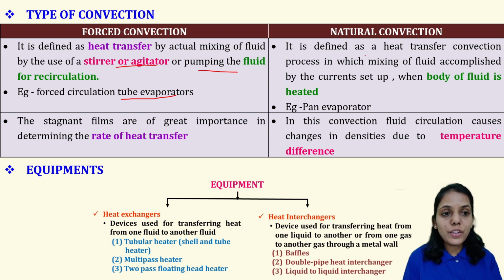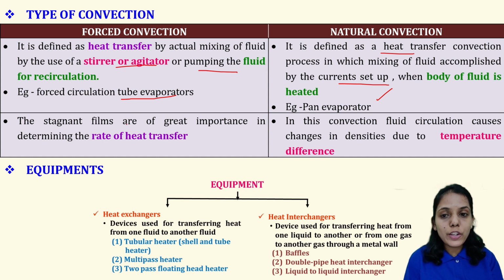Now natural convection is defined as a heat transfer convection process in which mixing of the fluid is accomplished by currents which are set up when the body of fluid is heated up. For example, if you keep water for boiling, automatically you will see bubbles going upward, and again the downward bubbles will go upside like this, without mixing. That is natural convection happening. An example here is given: pan evaporator. Pan evaporator is an example of natural convection.